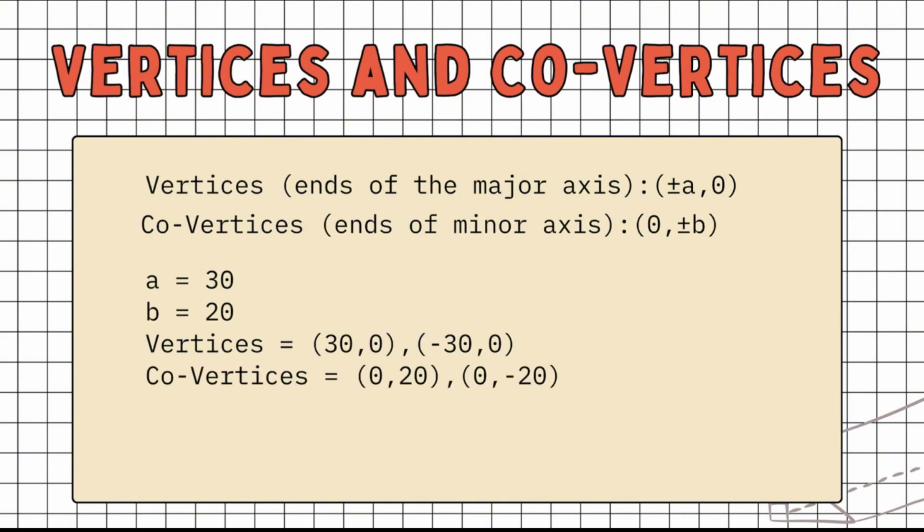Next, the co-vertices lie along the minor axis, which is vertical. We use the value of b equals 20, so the co-vertices are (0, 20) and (0, -20). These points show the height of the ellipse, the shorter dimension of the basket.